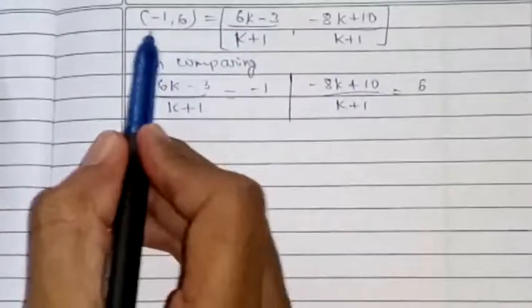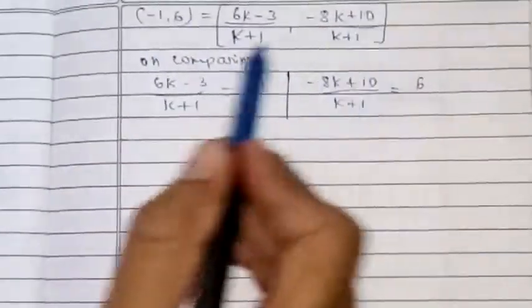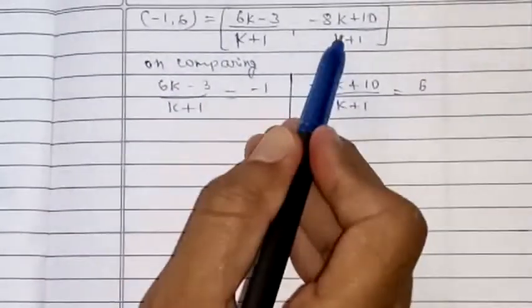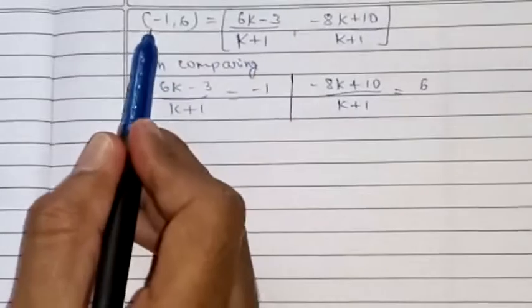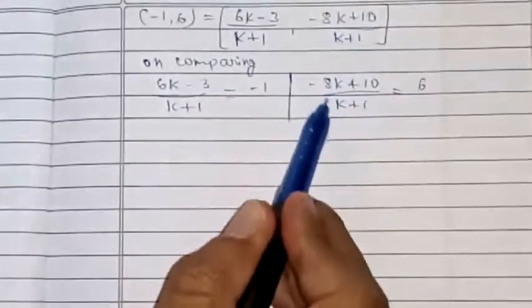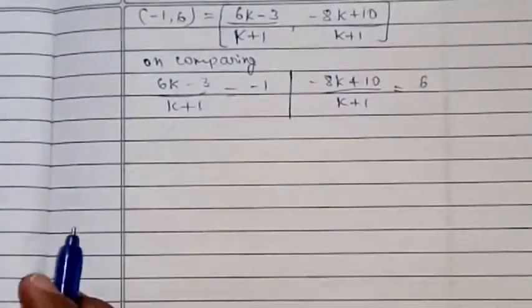I'll say again, see this -1 is for the x coordinates and this 6 for the y coordinates. So now I'm comparing x coordinates to x coordinates and y coordinates to y coordinates. That's it, right? So therefore 6k minus 3 divided by k plus 1 is equals to -1. Here -8k plus 10 divided by k plus 1 is equals to 6. Right, children? Now simplify this.